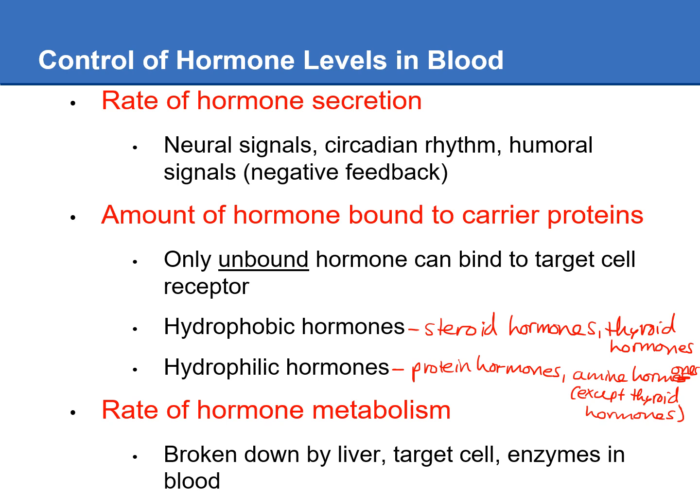So the rate of hormone metabolism, when they're going to be broken down, is when they're off the carrier protein, and then they can be broken down by the liver, the target cell, and then there's also some enzymes in the blood. And then there are a few hormones that can be broken down in the kidney too.